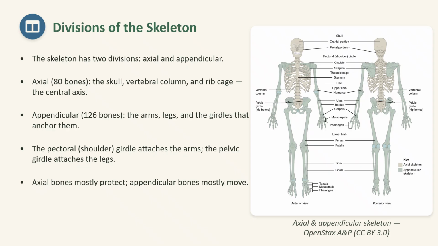And here's a clean way to keep them straight, which is the last bullet. Axial bones mostly protect, appendicular bones mostly move. The skull is a helmet, and the femur is a lever. This division matters clinically. When we talk about DEXA scans in the next lecture, we scan the hip and spine, one appendicular site, one axial, because those are where osteoporotic fractures do the most damage.